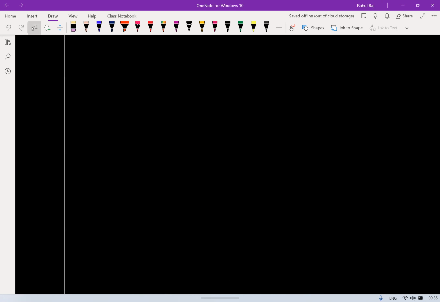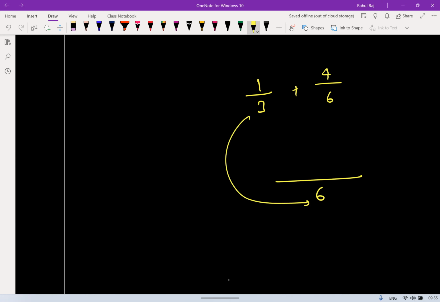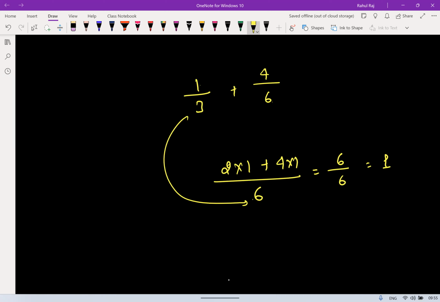So this fraction addition, you know now. Let's say 1 by 3 plus 4 by 6. So what you do? You take the LCM of 3 and 6. That is 6. Then 3 into 6, because you have taken the LCM of 3 and 6, and whatever the LCM is will be divisible by all the denominators. So 3 into 6, 2, 2 cross 1, that is 2. Now 6 into 1 is 6, that is 1, 4 cross 1, that is 4. 2 plus 4, 6 by 6, that is equal to 1.